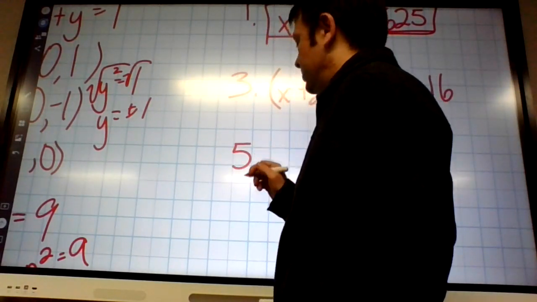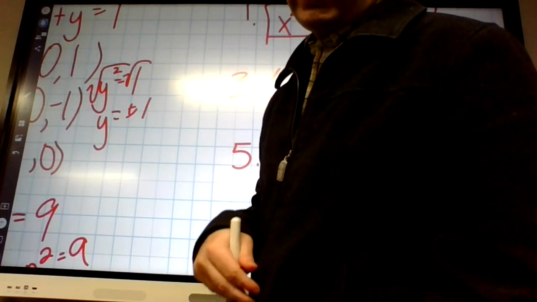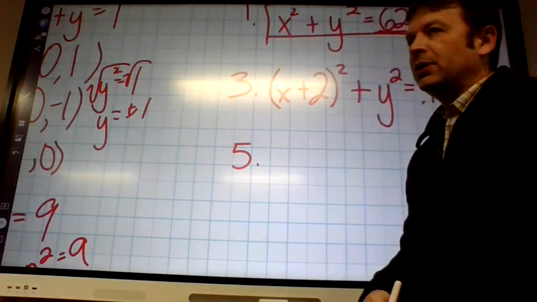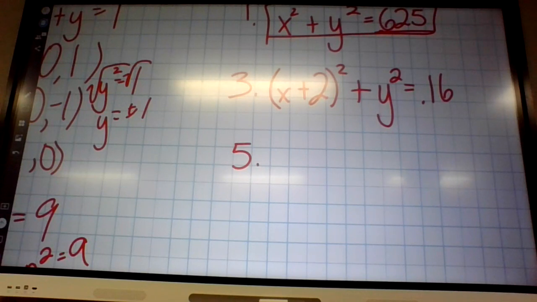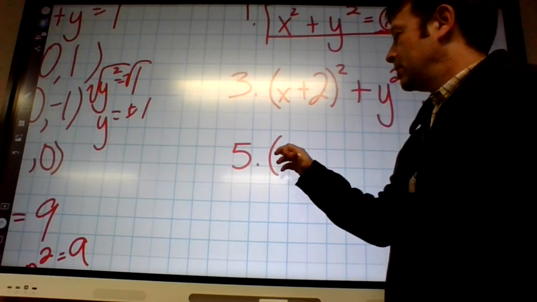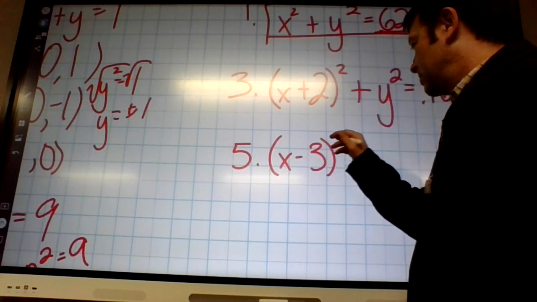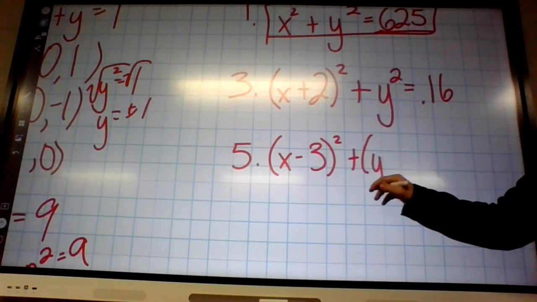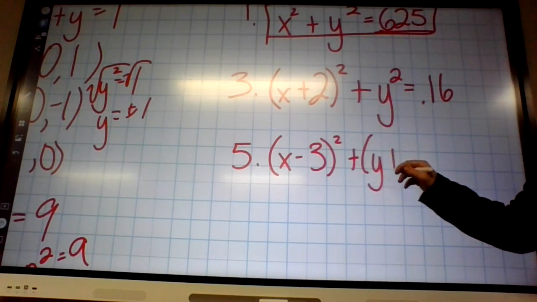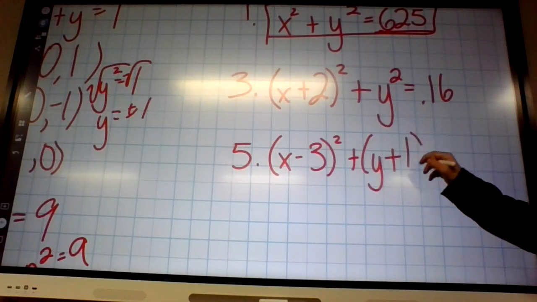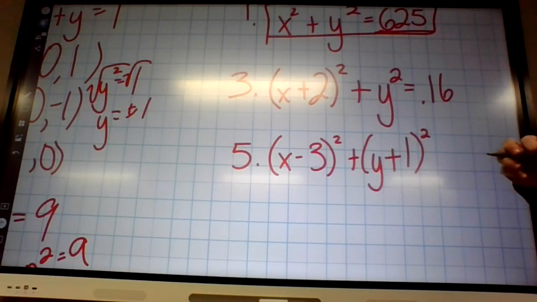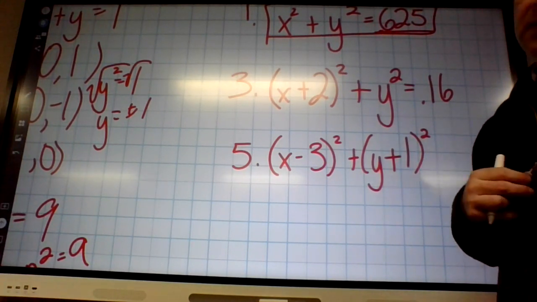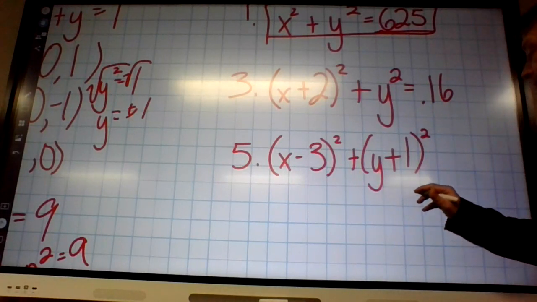0.16. Number 5. Okay, the center's at 3, negative 1. So it's right 3, down 1. How do I move the graph right 3? Minus 3. How do I move the graph down 1? Y plus 1. It does the opposite.